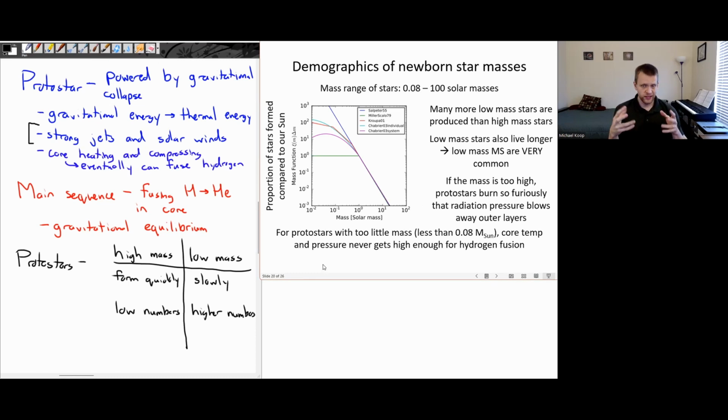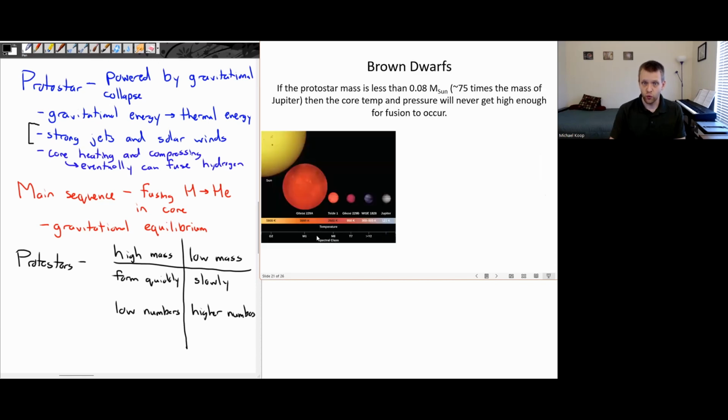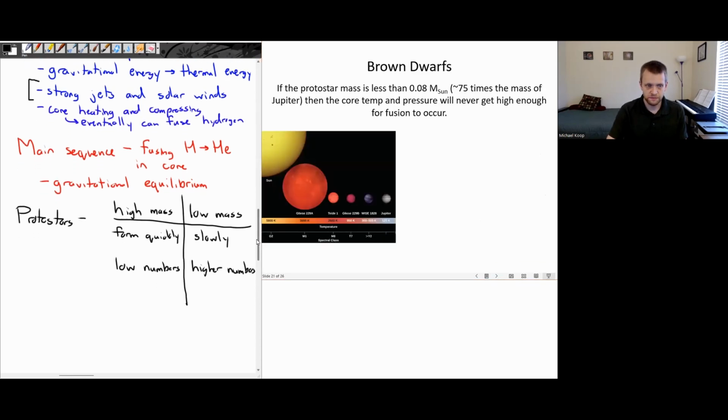For protostars with too little mass, less than about 0.08 times the mass of our sun, well, we said that these protostars, as they collapse, are converting gravitational energy to thermal energy in their core. So their cores are heating up and getting more and more dense. Well, if these protostars don't have enough mass, then their cores are never going to get dense enough and hot enough to actually go through hydrogen fusion. So for these protostars with too little mass, they're going to form into brown dwarfs. So let's talk about brown dwarfs.